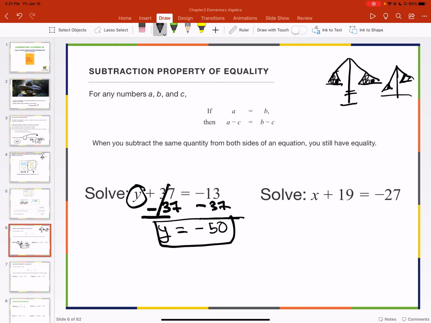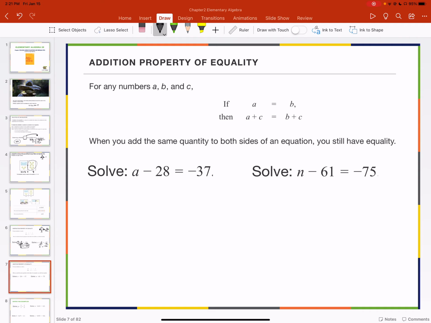So that's that. So let's go ahead and do another example. Here you have x plus 19 is equal to negative 27. In order to get x by itself, we subtract 19 from both sides. And what does that become? Here we get x, and on the right-hand side, we get what? We get negative 27 minus 19, which is what? Negative 46, okay? So if you guessed the same thing, then good job.